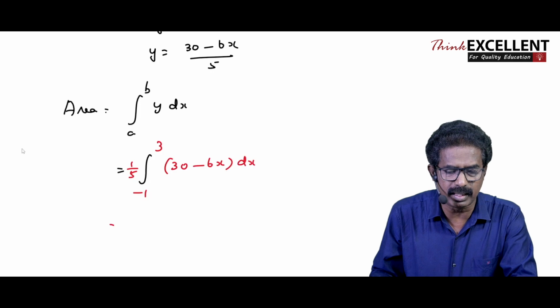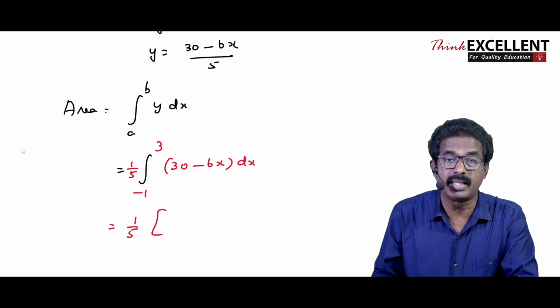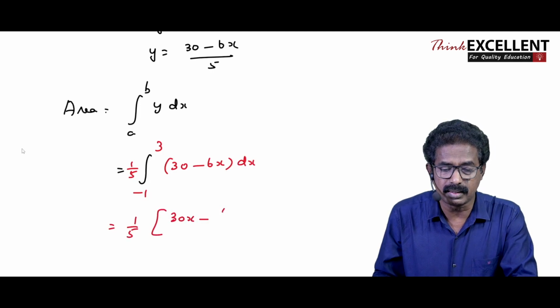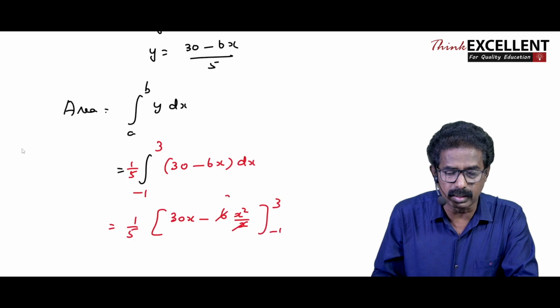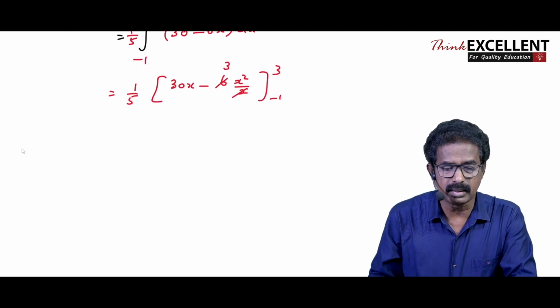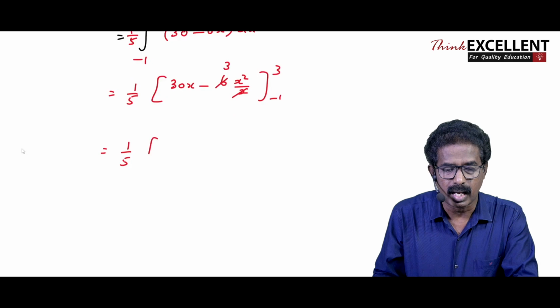Now integrate, simple integration: 1 by 5 into the integration of 30 is 30x, minus 6 into the integration of x, which is x square by 2, with limit minus 1 to 3. If you cancel the 2 here, it becomes 3. So now that is 1 by 5 into, put the upper limit 3.